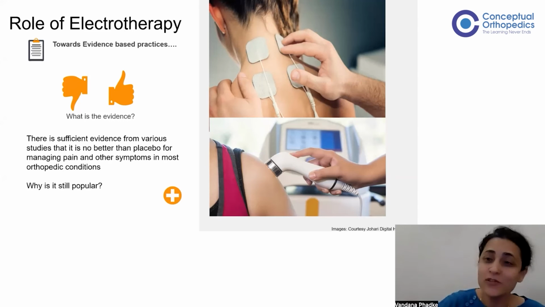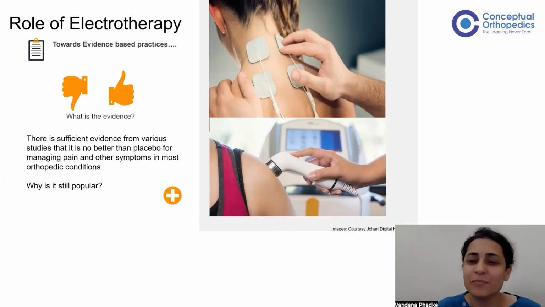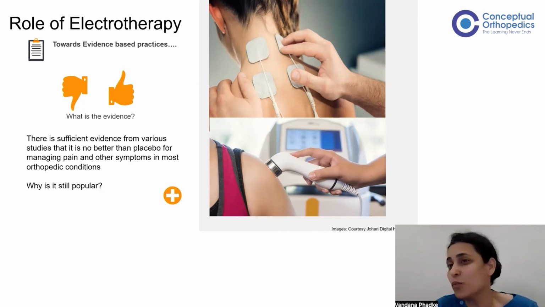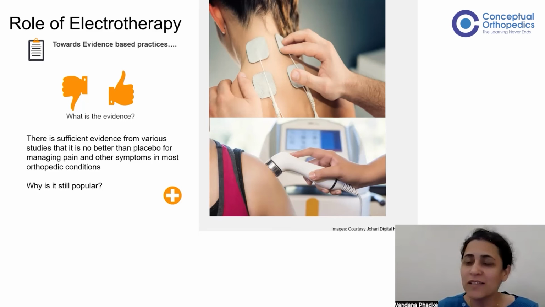So why is it still so popular? I think therapists charge for using these modalities. Orthopedic surgeons love to write these prescriptions and send them to the patients because of the placebo effect. I think the exercises usually take time to show their effect. This shows an immediate effect, and because the placebo works, and in some conditions such as giving a heat pack or a cold pack, something which the patient can do at home as well, if I do it at the clinic, the pain is reduced. So why not do it?